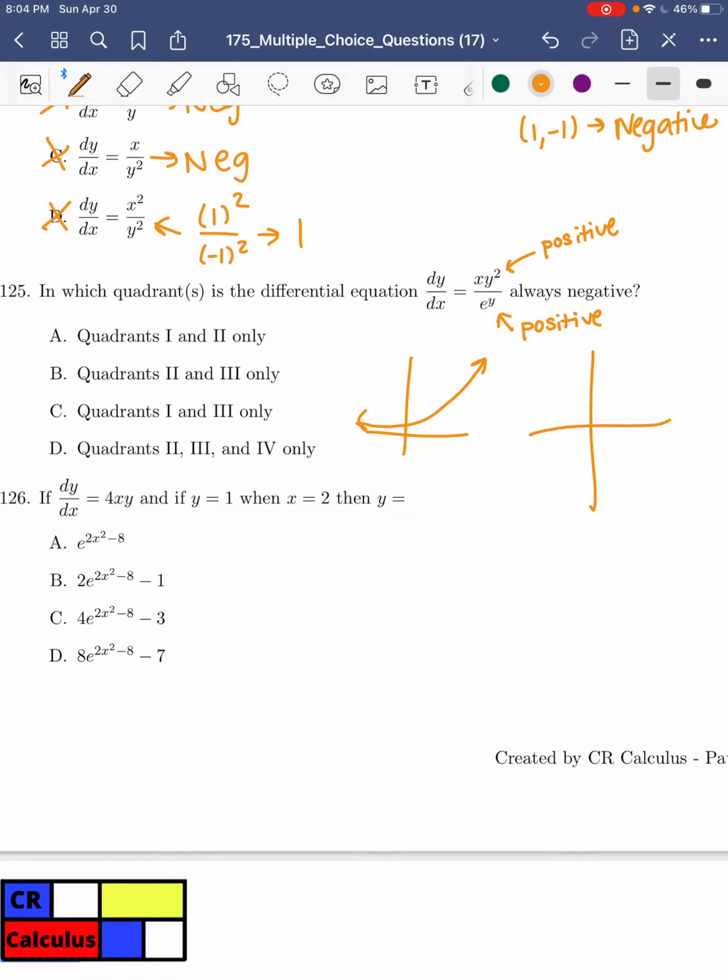So let's think about our quadrants. Positive, positive; negative, positive; negative, negative; positive, negative. So if I want this entire equation to be a negative, the only way that can happen is if x is negative, which is going to happen in these two quadrants, which would be 2 and 3. The y values don't matter in this case.